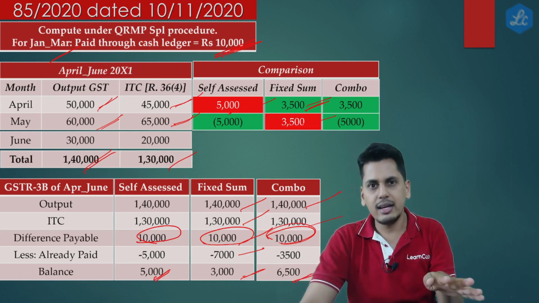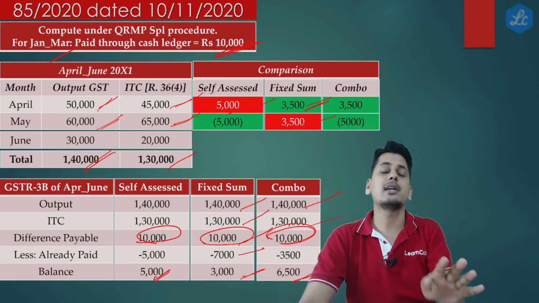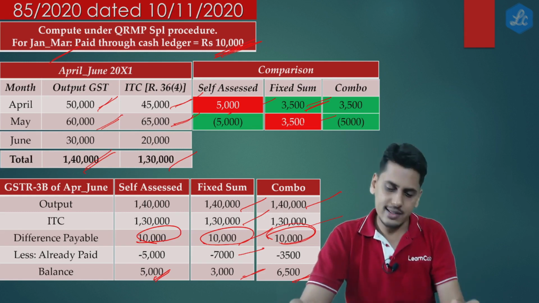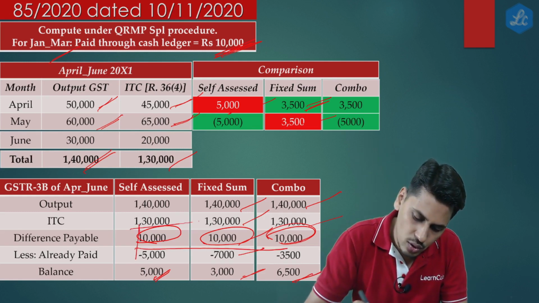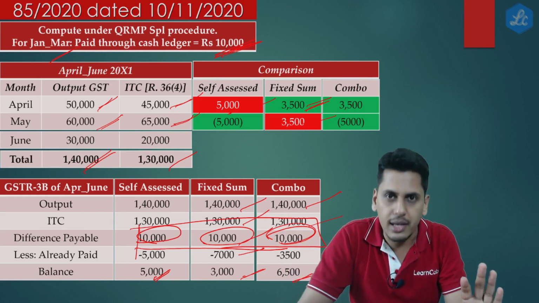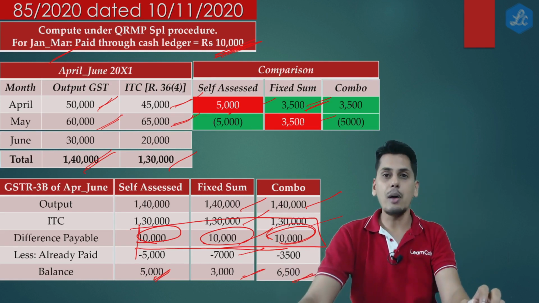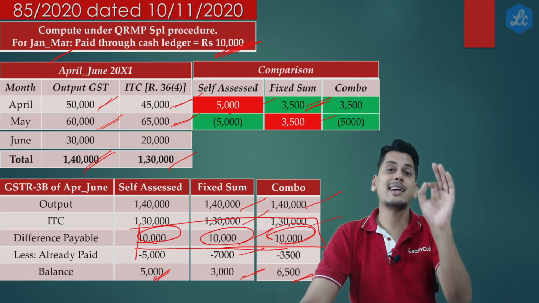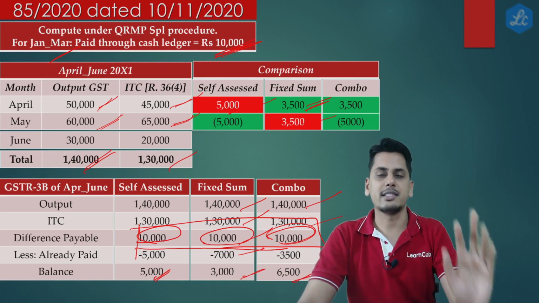Friends, ultimately, whether it is self-assessment, fixed sum, or a combo, the amount which needs to go to the government is 10,000. The difference is only about timing. If I am going for a combo, first month 3,500, second month 0, third month 6,500.